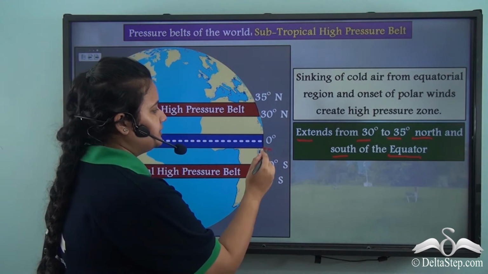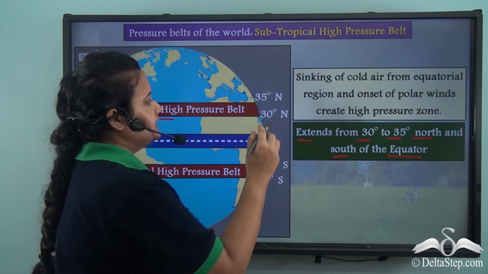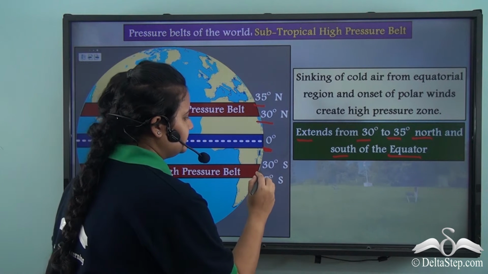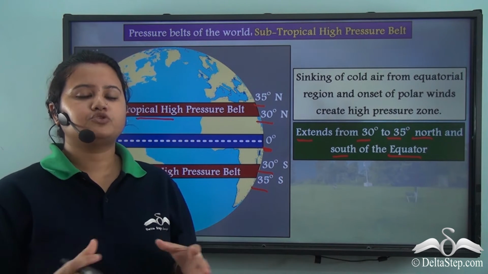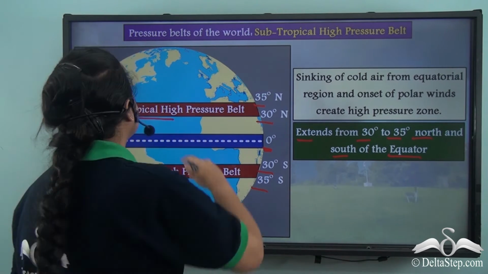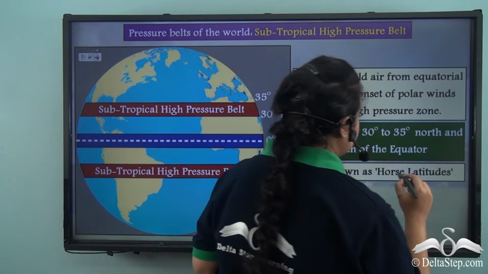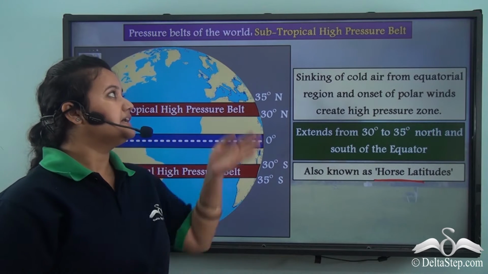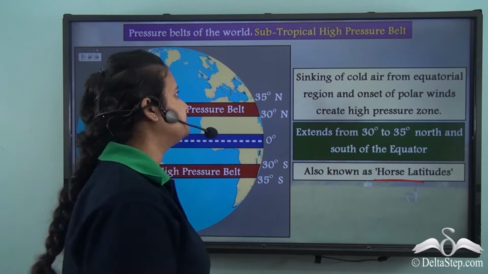So, this is the equator, and the subtropical high pressure belt exists 30 to 35 degree north of the equator and 30 to 35 degree south of the equator. So, this subtropical high pressure belt exists in both the hemispheres. Subtropical high pressure belt is also known as horse latitude. We will soon discuss the reason why subtropical high pressure belt is known as horse latitude.